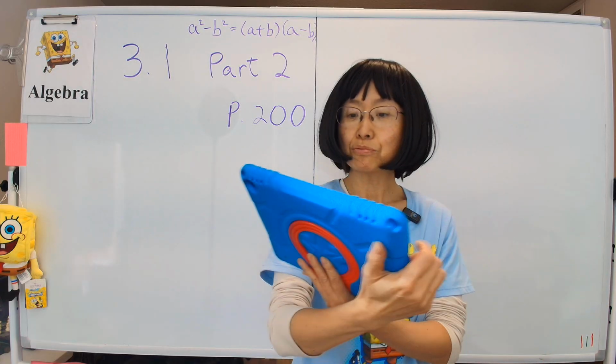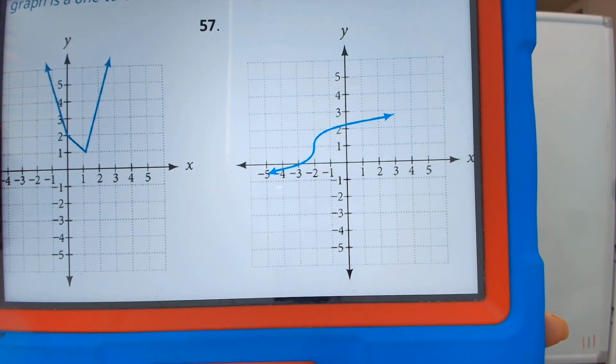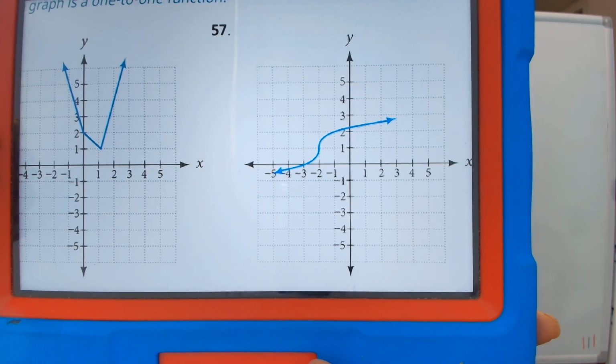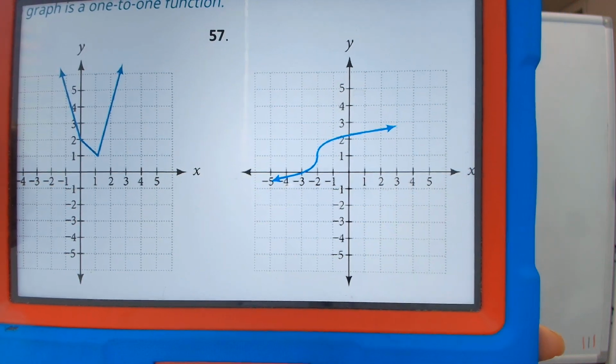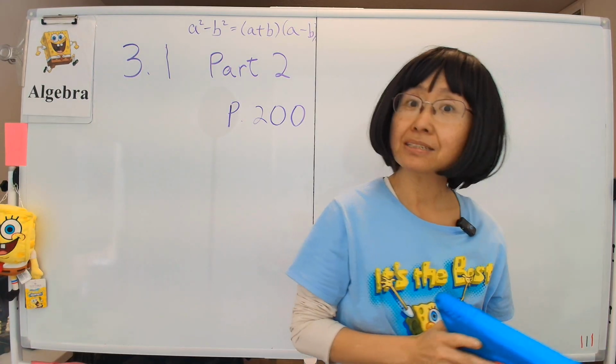Is this thing one-to-one? This one is, because if you draw a horizontal line across everywhere that you can tell, it only hits the graph, the blue line, 1 time. So therefore problem 57 is a one-to-one function.